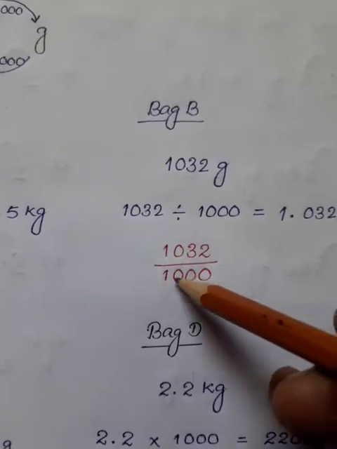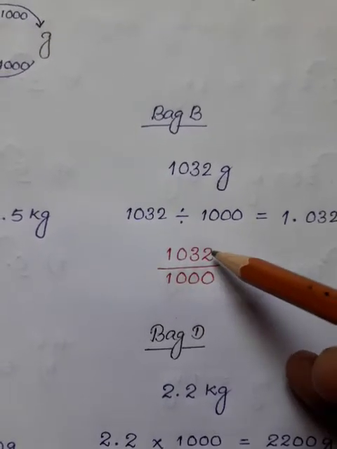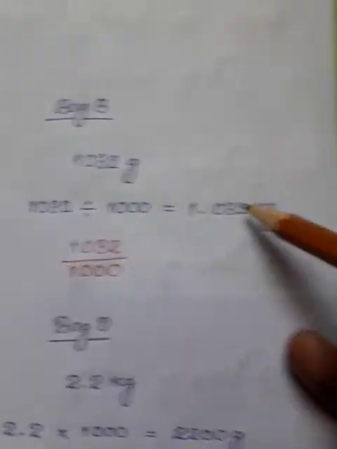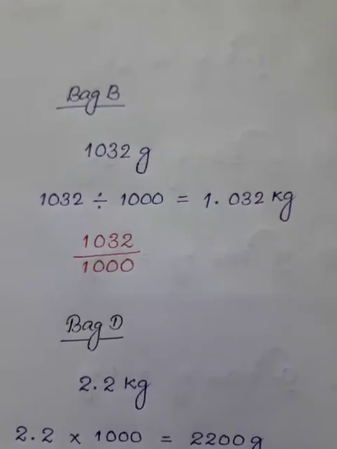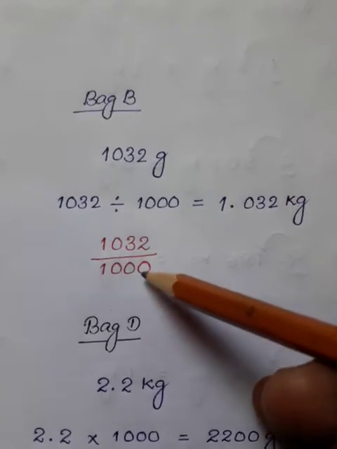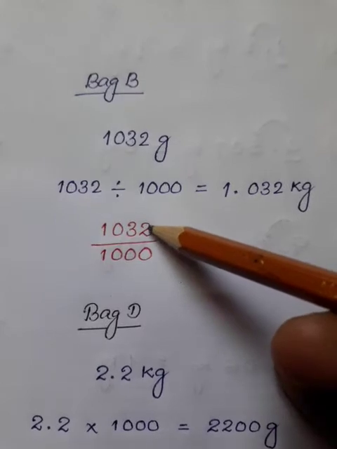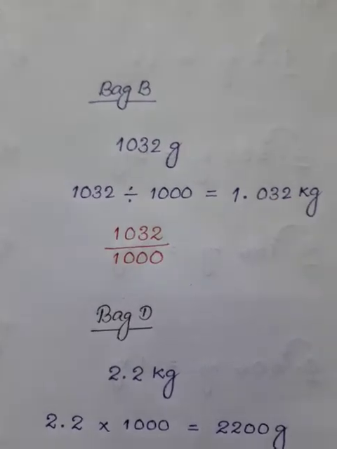Here there are three zeros. From the top, also the numerator: 1, 2, 3. After three numbers, put the point. So check it, 1.032. Whenever you cannot cancel, there are three zeros remaining below. From the right side, every time from the right side, not from the left side. Right side: 1, 2, 3. After three numbers, put the point.